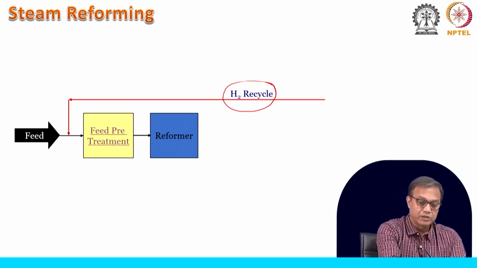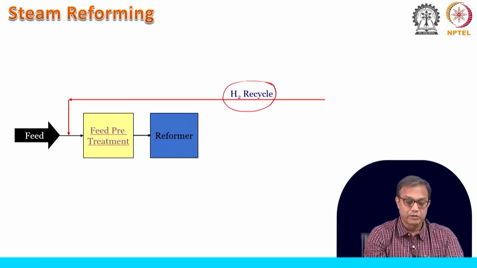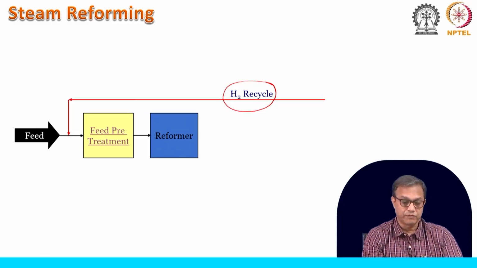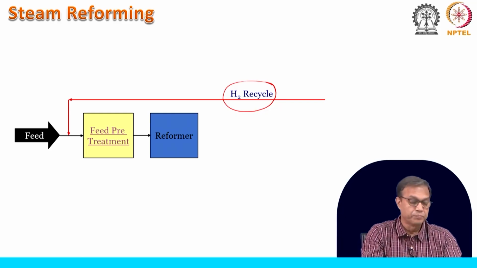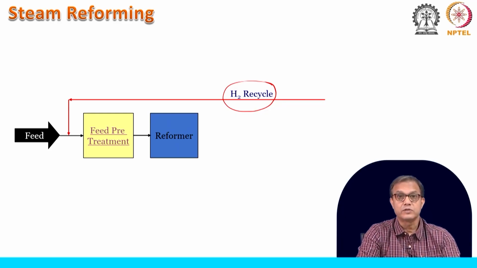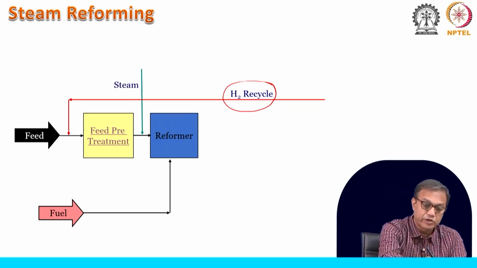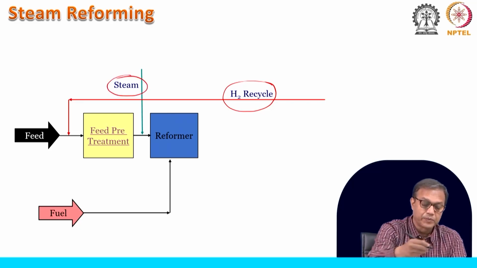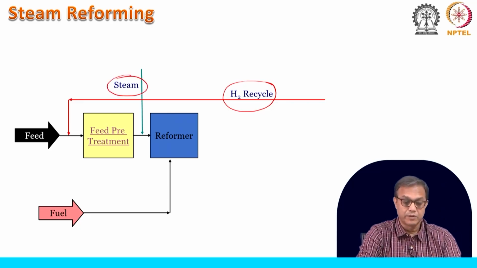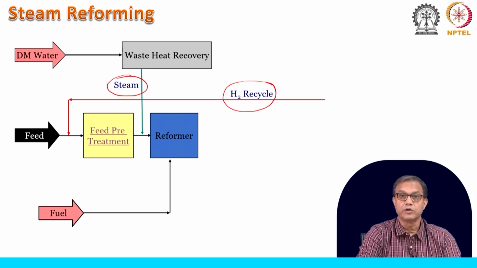So, we have done the feed treatment and pretreatment, and then it is coming to the reformer. As we have understood, this reformer needs some amount of thermal energy. This thermal energy will be given in the form of fuel burning, and not only that, we also need steam. The steam has to come to this process, and this is coming from the demineralized water.